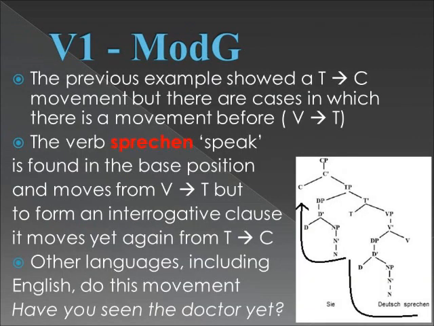So looking again for V1, the previous example showed a T to C movement, but there are cases in which there is a movement before and that's actually V to T. So an example would be Sie Deutsch sprechen, which is kind of the base position, but we move it up again to sprechen Sie Deutsch, is the actual question of do you speak German.